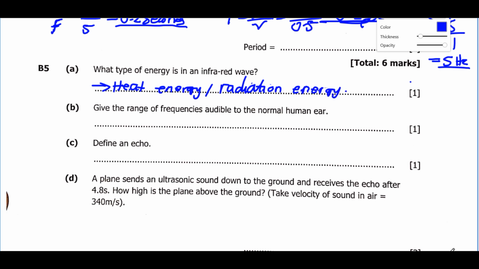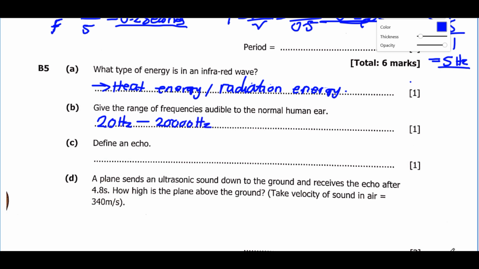So give the range of frequency audible to the normal human ear. So we are looking at the range of sound that can be detected by a human being. So we need to first begin with infrasound. Infrasound is any sound whose frequency is less than the range of human audible sound. So the range begins from 20 Hz up to 20,000 Hz.